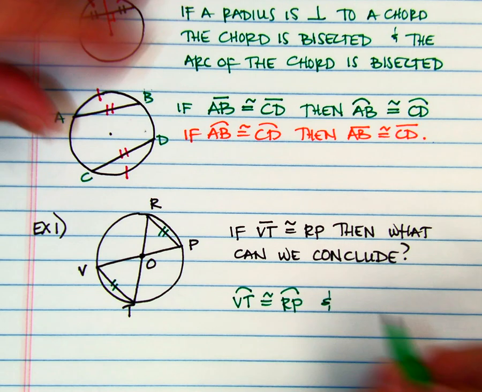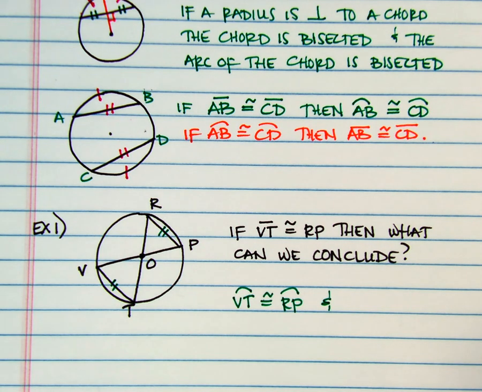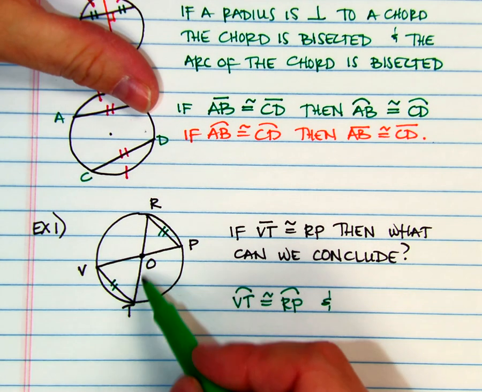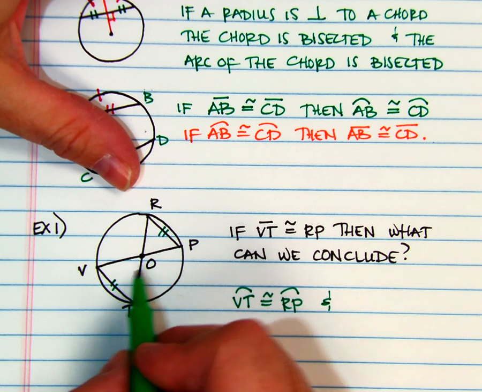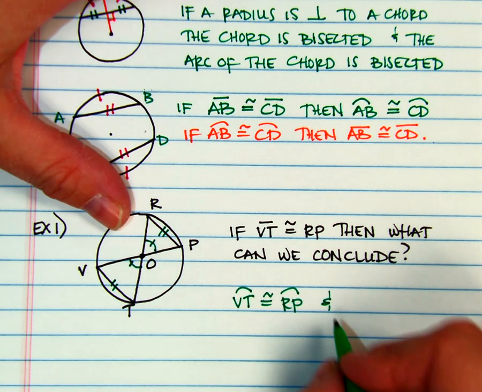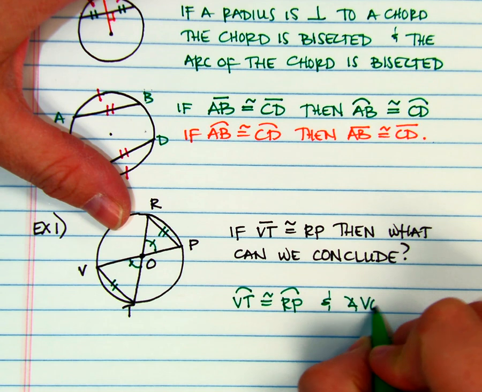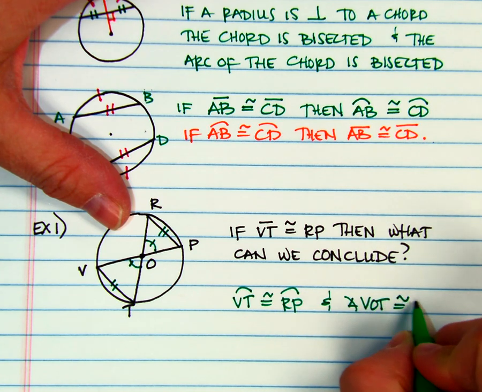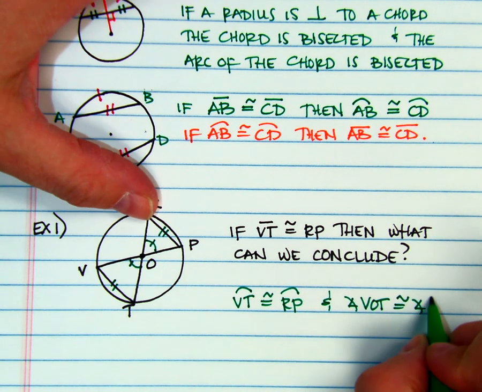And we can conclude something else, which we've seen back in proofs, and that is this bow tie figure. So because of that, I know that these angles are going to be congruent because of vertical angles. So angle VOT would be congruent to angle ROP.